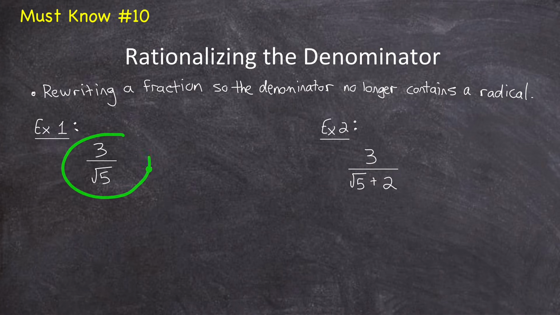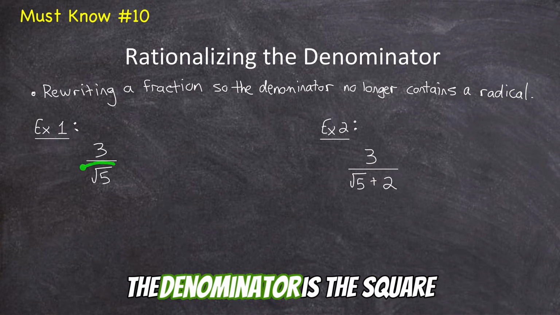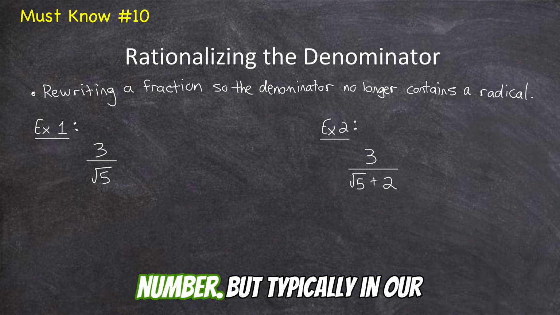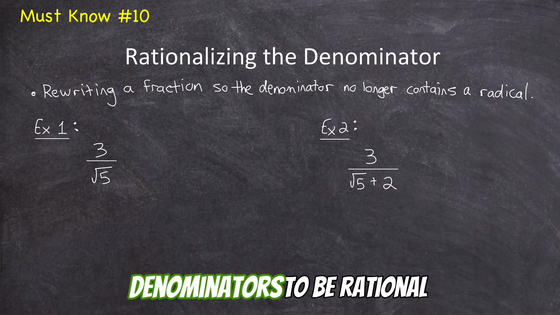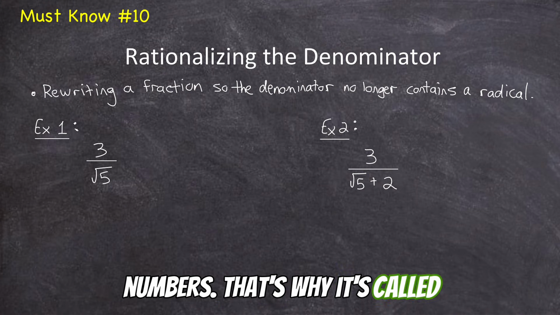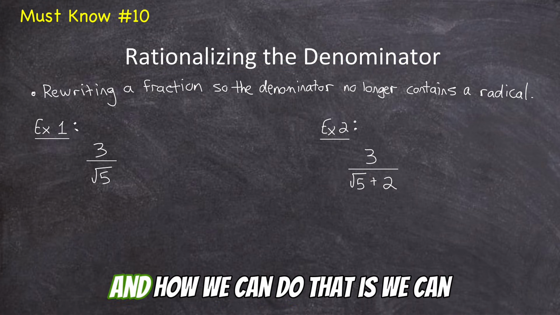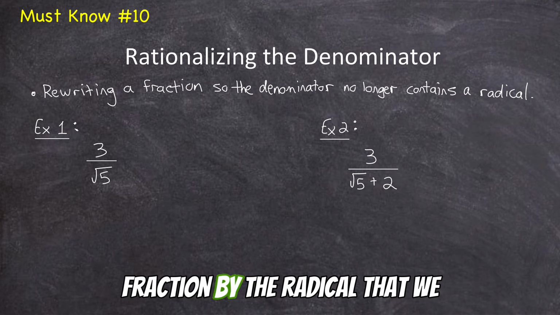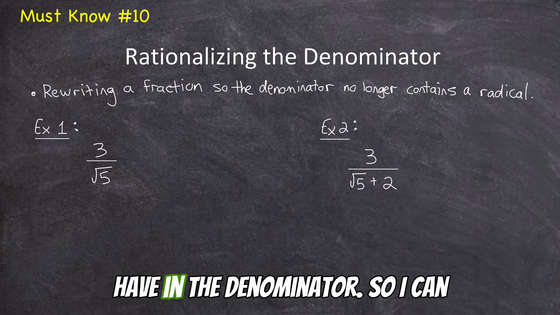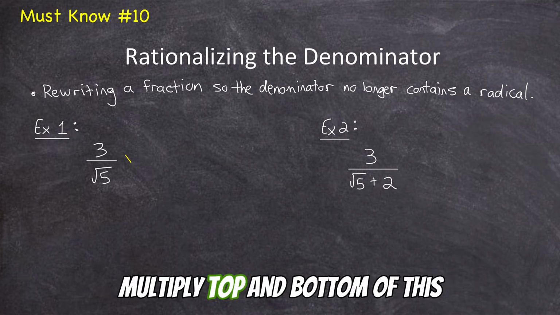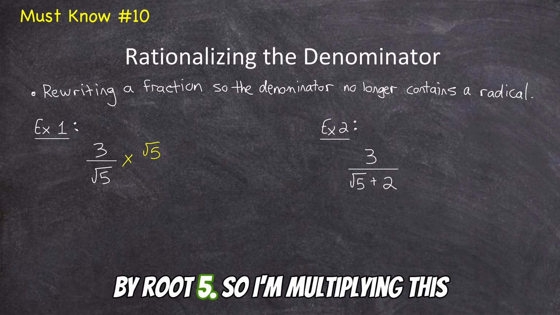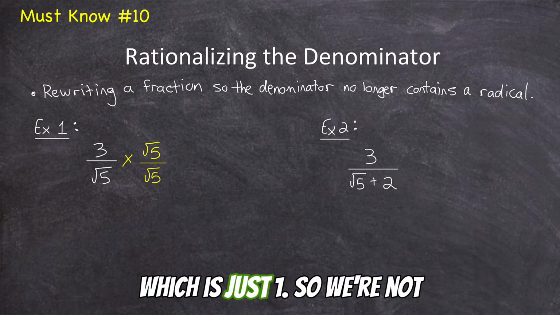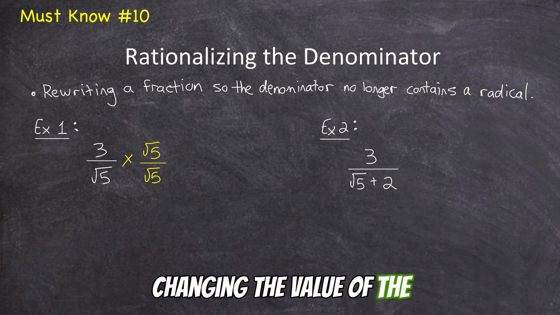Looking at this fraction in example 1, I see the denominator is the square root of 5, which is an irrational number. But typically in our fractions, we want the denominators to be rational numbers. That's why it's called rationalizing the denominator. And how we can do that is we can multiply top and bottom of this fraction by the radical that we have in the denominator. So I can multiply top and bottom of this by root 5. So I'm multiplying this by root 5 over root 5, which is just 1. So we're not changing the value of the fraction.